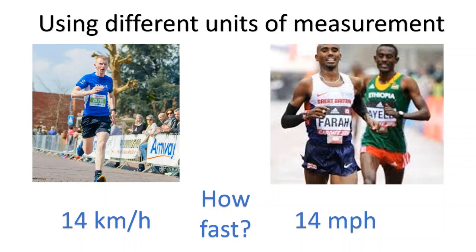So they've both got the same number, but they're not running at the same speed. And the reason for that is that one of them is being measured in kilometres per hour, which is a slower unit of measurement, and the other is being measured in miles per hour, which is a faster unit of measurement. So if we look at the number, it looks like they're both the same speed, but in real life that's not true. Because we've used a different unit of measurement, it's hard to compare them directly.